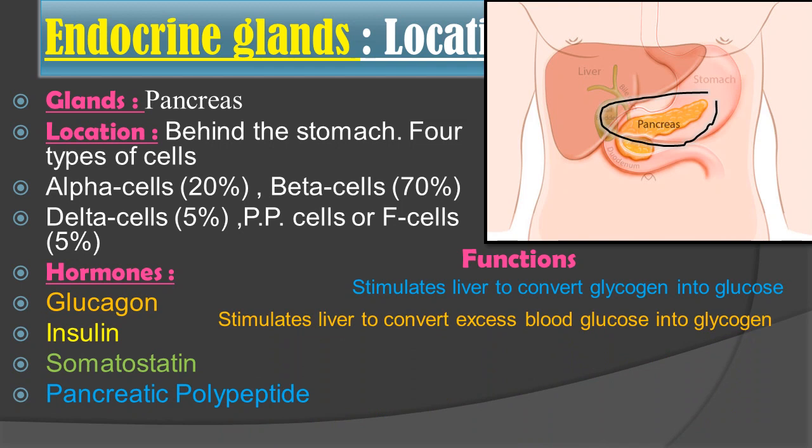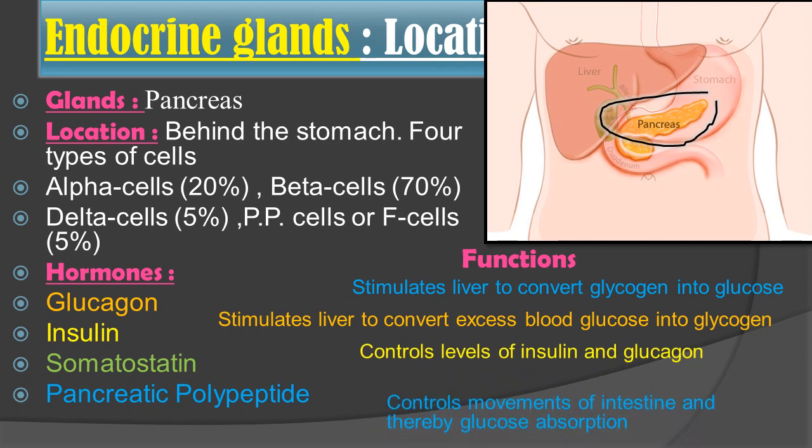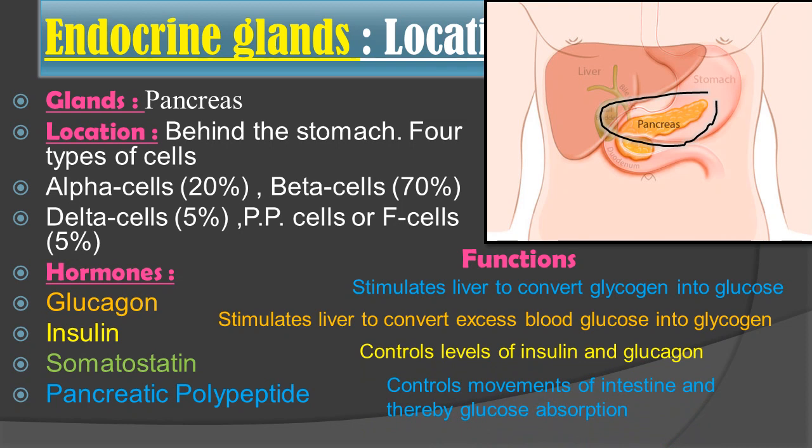The second function stimulates the liver to convert excess blood glucose into glycogen. Third function controls the level of insulin and glucagon. Fourth function controls movement of the intestine and thereby glucose absorption. So the pancreas plays a major role in diabetic patients, to absorb the excess glucose and convert the excess blood glucose into glycogen. All right.